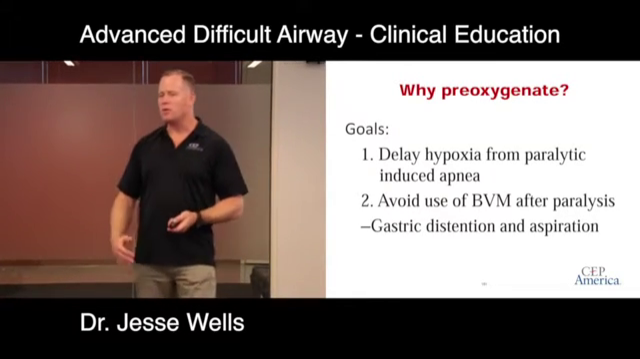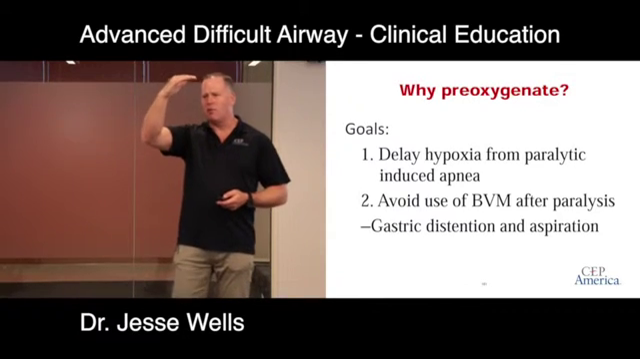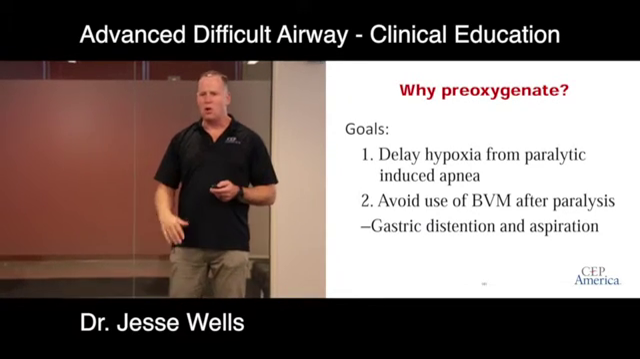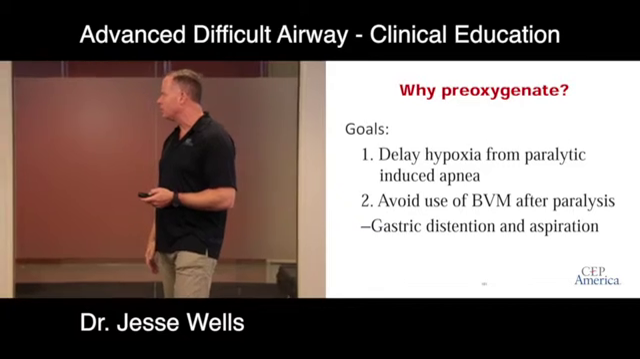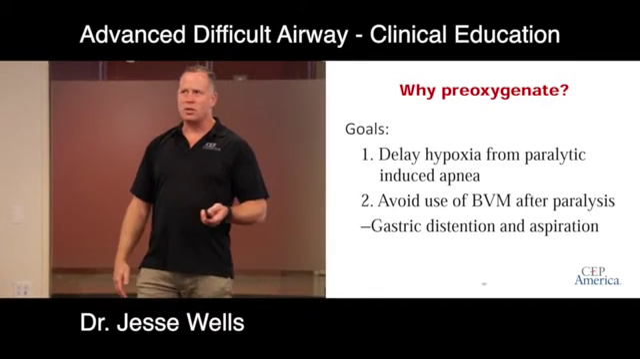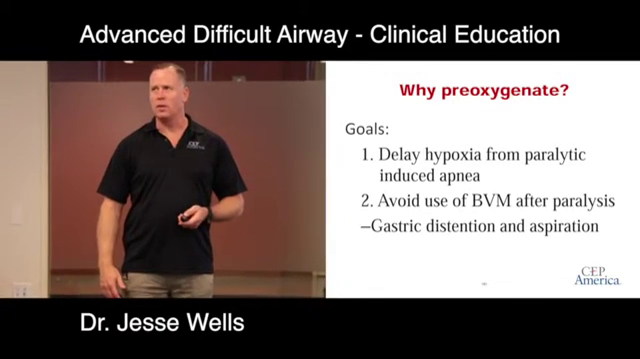So we want to avoid that. So we want to get them as high as we can before we paralyze them. Once we paralyze them, no more positive pressure ventilation. Gastric distension and aspiration is what we want to avoid.